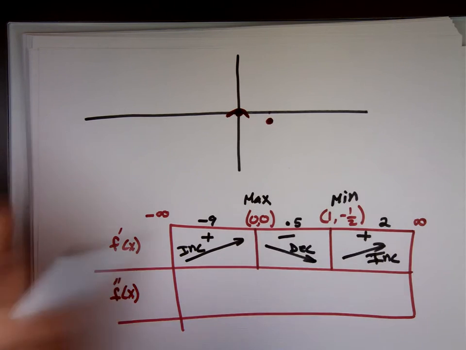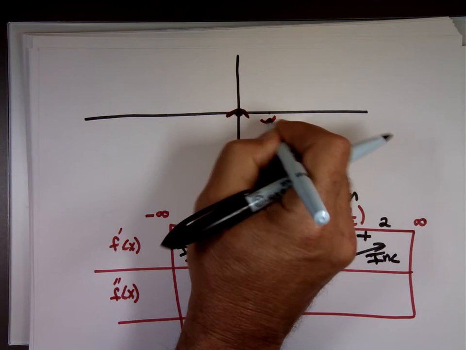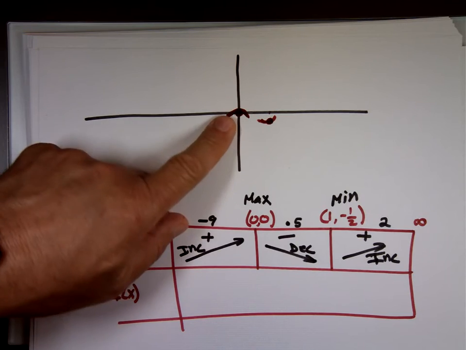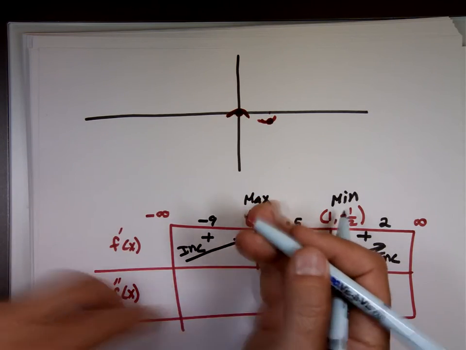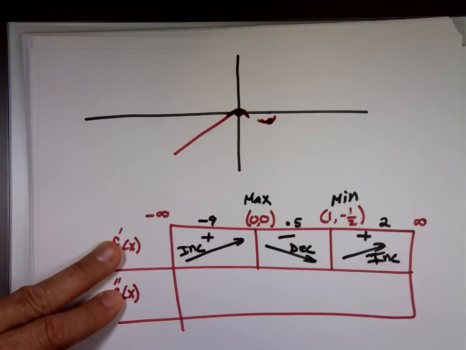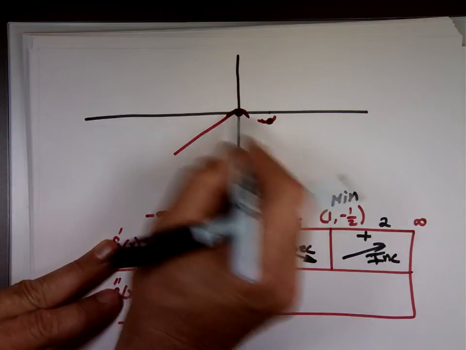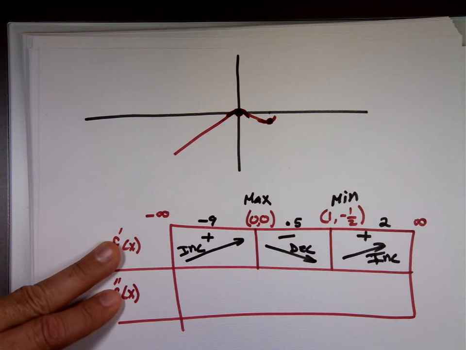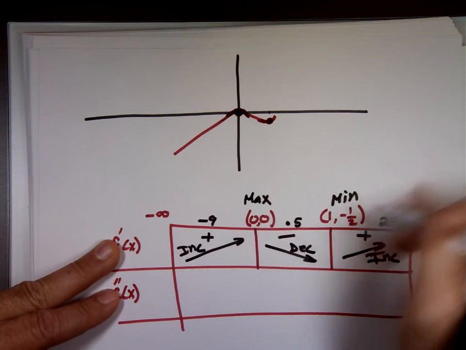So right here, the graph looks like this. So before that point, there's the 0, 0. Before that point, the function is increasing. That's what increasing is, going up. What happens between this point and that point? Decrease. And what happens after that point? Increase.